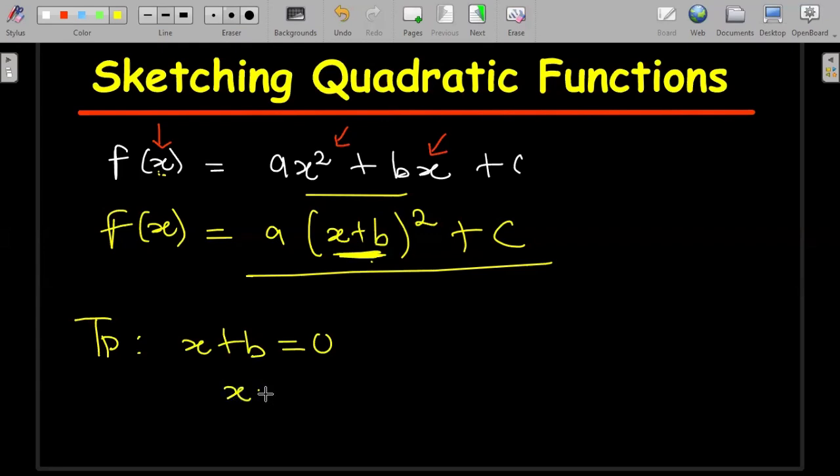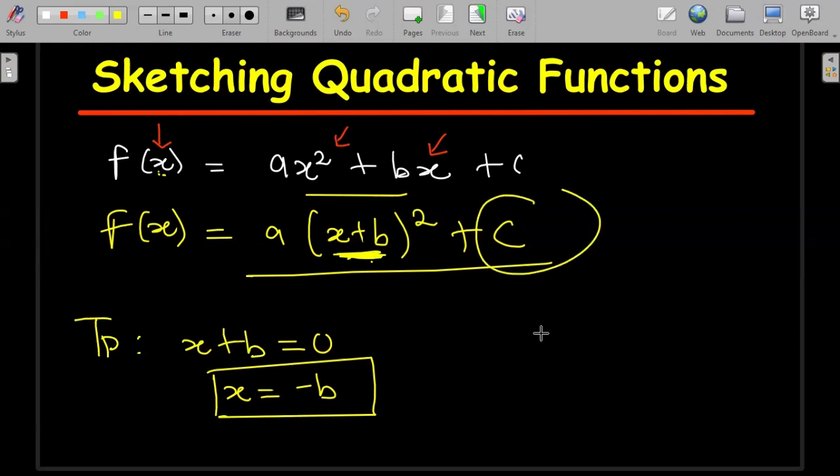So in this case, my turning point will be minus b, like in general. So you get whatever is in the brackets, you equate it to 0, and then you get the x. This will be the x coordinate of the turning point. And then to get the y coordinate of the turning point, you're just going to get whatever is outside here. So you're just going to get that c. That will be your y coordinate of the turning point.